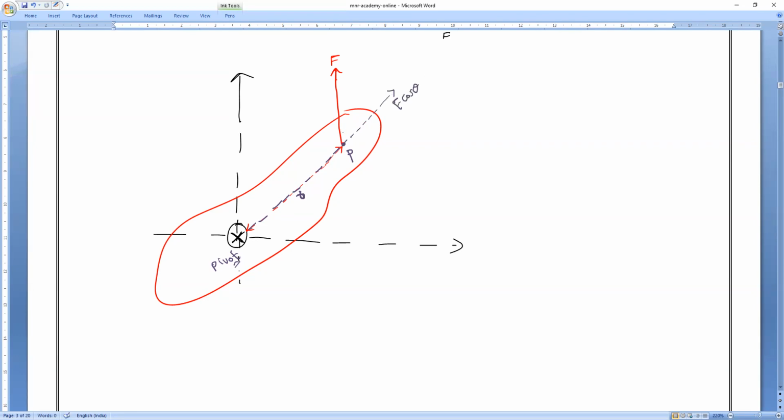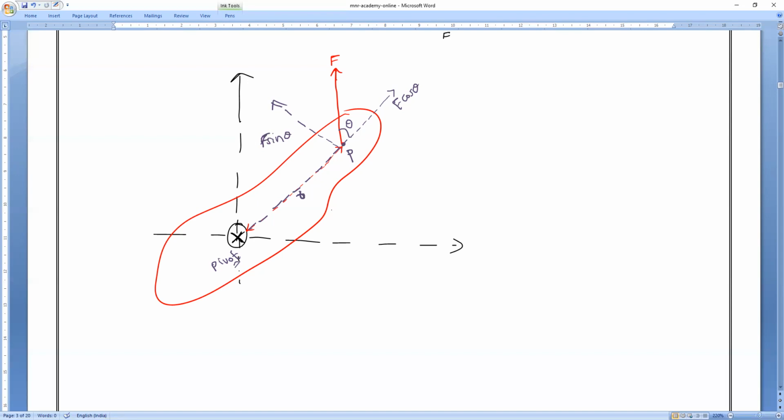So this component will become F cos theta. And this one, perpendicular to it, will become F sin theta. The angle is 90 degrees, so it will come like this. So this will become F sin theta. Okay, all of you.